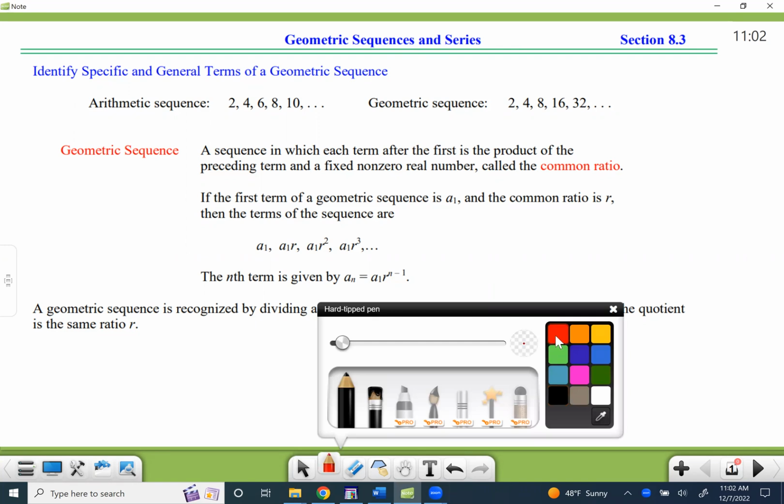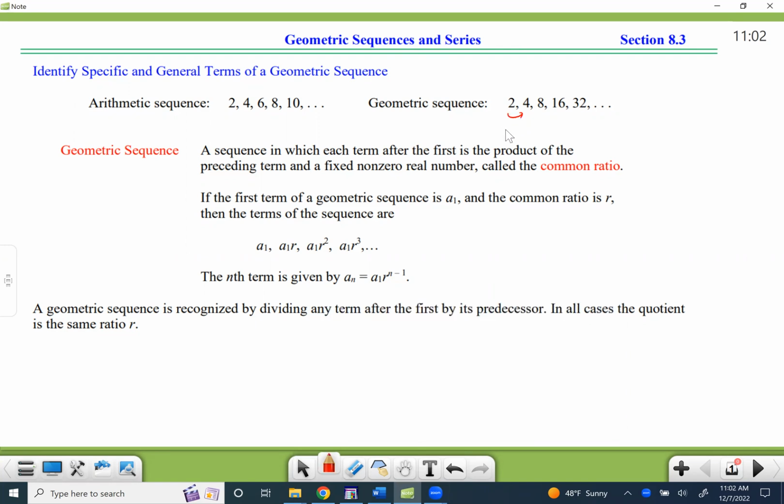This sequence over here, you can see that we're multiplying by 2 to get from 2 to 4. And we continue to multiply by 2, right? 4 times 2 is 8. 8 times 2 is 16. Okay. So anytime that you're multiplying or dividing by the same thing every time, that would be a geometric sequence.